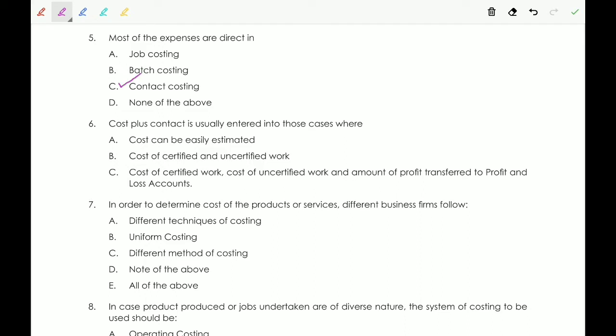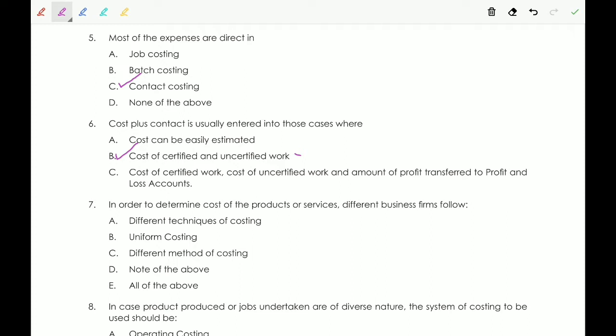Next, sixth one, cost plus contract is usually entered into those cases where option A cost can be easily estimated, B cost of certified and uncertified work, C cost of certified work, cost of uncertified work, and amount of profit transferred to profit and loss accounts. So the answer is B, cost of certified and uncertified work. So cost plus contract is usually entered into those cases where cost of certified and uncertified work.